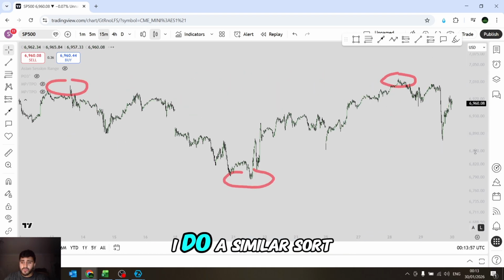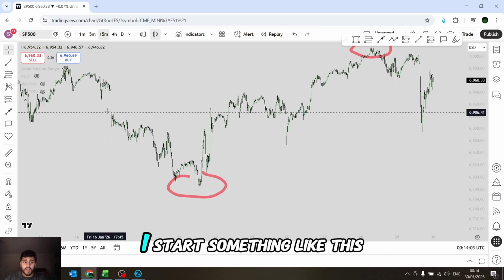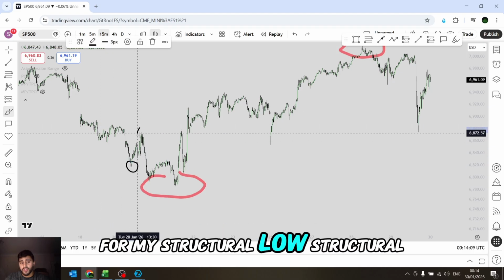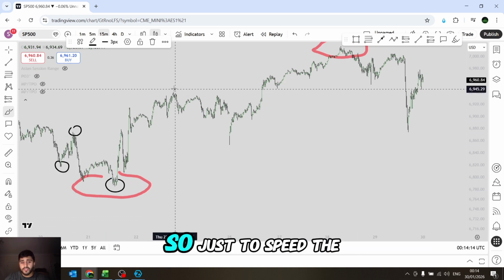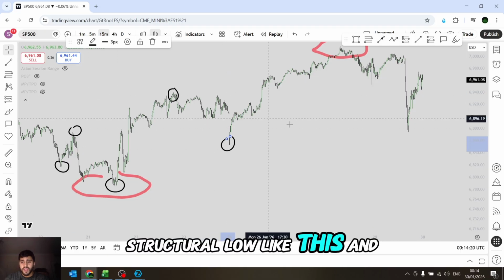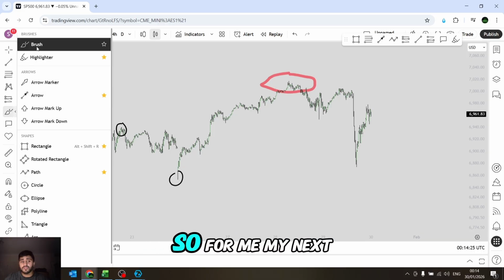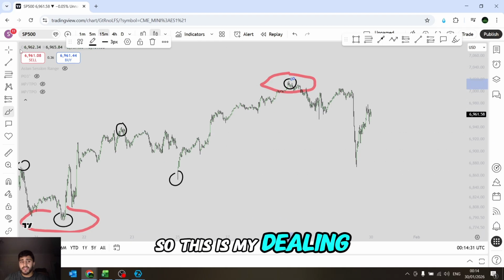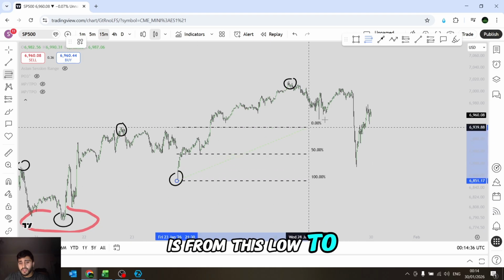Now on the 15, I do a very, very similar sort of thing. On the 15-minute time frame, I start like this: I look for my structural low, structural high, structural low, same as the 4-hour, and then we break structure over here. To speed the process up, I'm going to go structural high, structural low like this. From here, I look for a sharp move up and then a sharp move down. So my next structural point is going to be up here. This is my dealing range, right? My dealing range on the 15-minute time frame is from this low to this high.